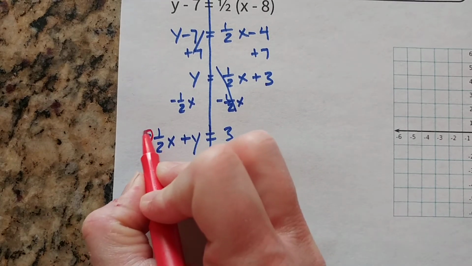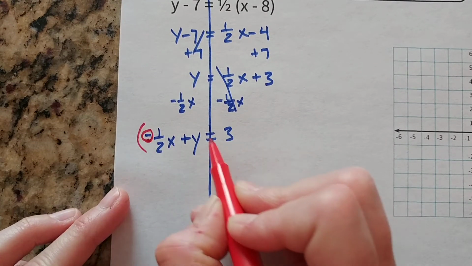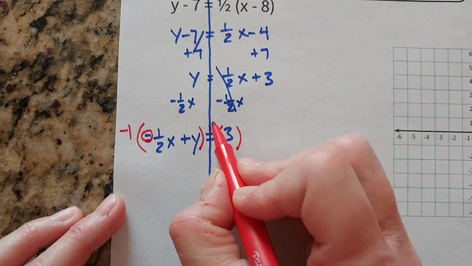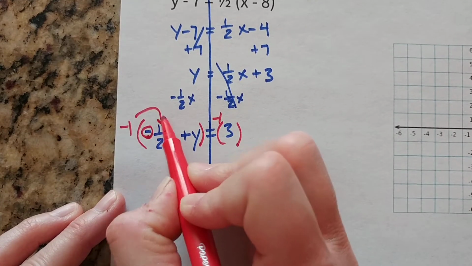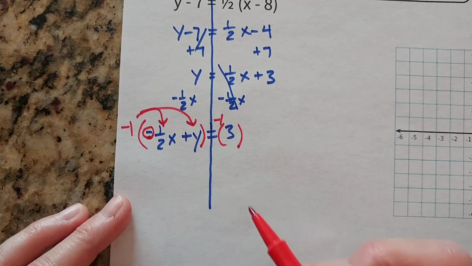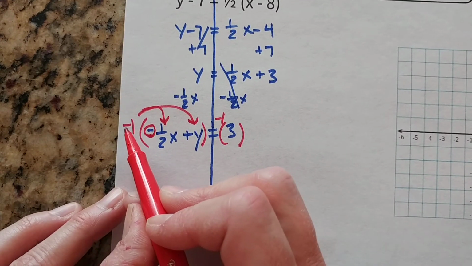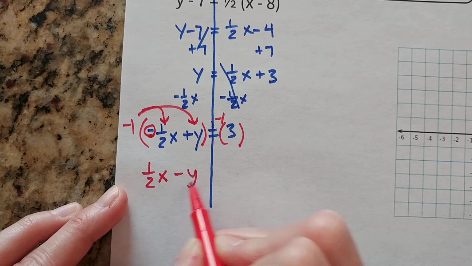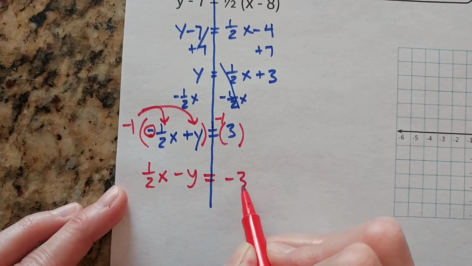So in order to get the a term to be positive, I can multiply by -1. But everything on both sides of the equation has to be multiplied by -1. Not only the x term, but the y over here. It's just going to make the sign of all your terms opposite. So negative times negative will be a positive 1/2 x. This will become a -y, and then this a -3.